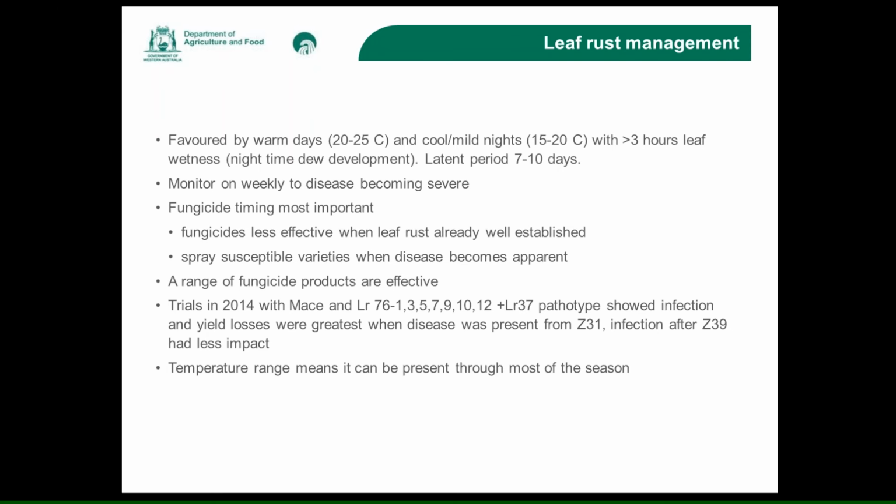Just in terms of maize and the LR76 pathotype, trials last year showed that when the disease was present in the crop from around stem extension and disease pressure was pretty high, there were significant yield losses of more than 20% in a trial at the Carnarvon Research Station, with very optimum conditions for the disease. When the disease was introduced after flag leaf, the disease really didn't establish anywhere near as well, and yield losses were far more minimal.